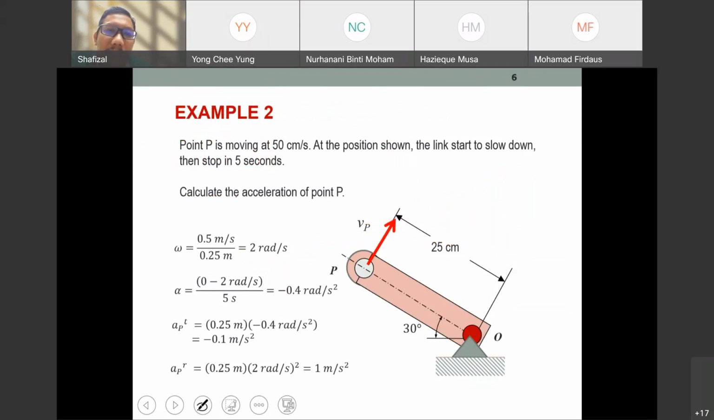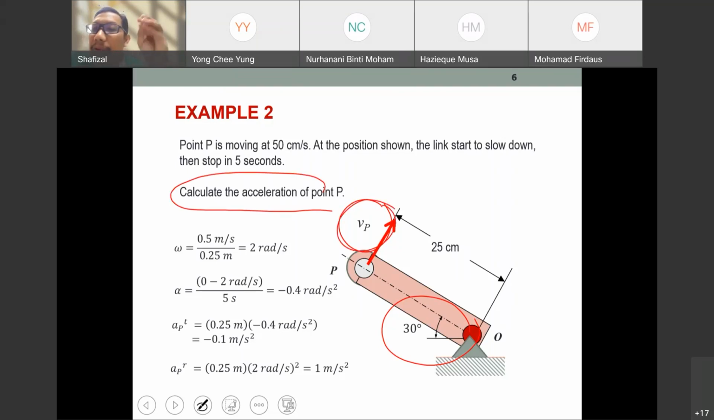Now, you can look at this example. This is a straightforward example. Let's say point P is moving at 50 cm per second. So that is the velocity. At the point shown, at the angle of 30 degrees, that is the initial condition of this problem. The link starts to slow down, then stops in 5 seconds. Now look, you need to find the acceleration of point P. We know the halaju, we know the speed, we know the velocity. We need to find the acceleration.